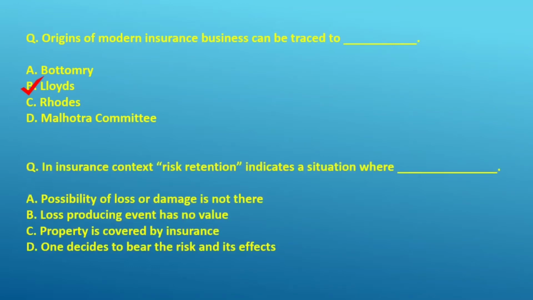Next is, in insurance context, risk retention indicates a situation where dash. We have already learned about risk retention and risk transfer. Risk transfer means insurance, buying insurance, and risk retention means not buying insurance. So if a person is not buying insurance, that means he decides to bear the risk and its effects. So the correct answer is D, one decides to bear the risk and its effects.